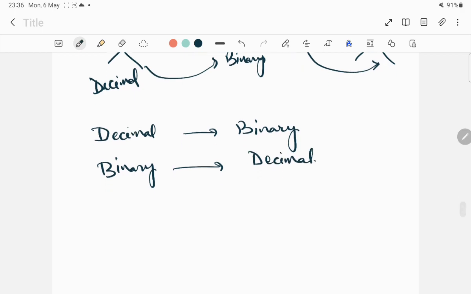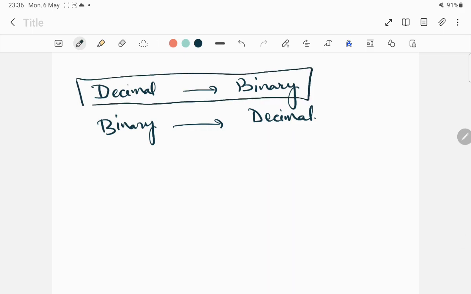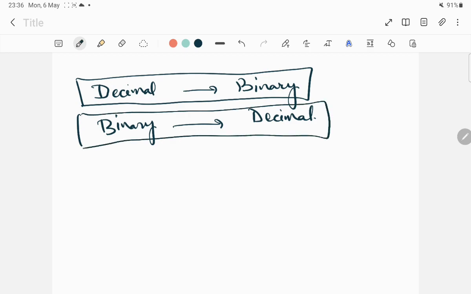This is a very easy method. We need just some practice to master it. So let us start with that. I will first start with the decimal to binary conversion method.